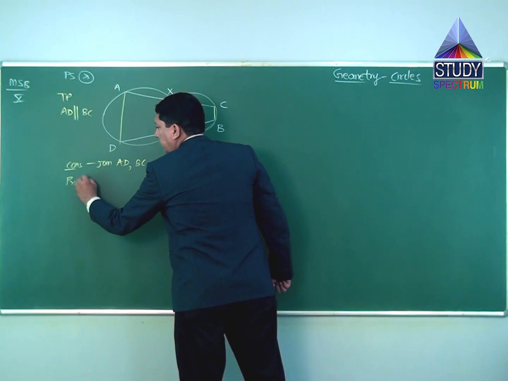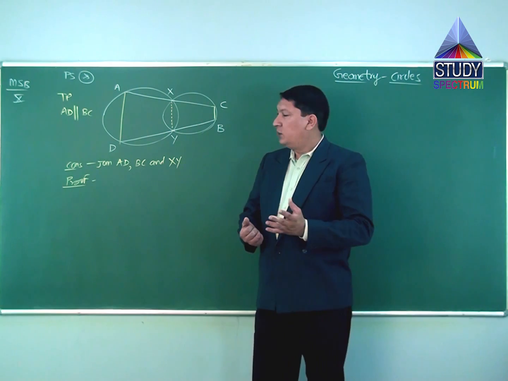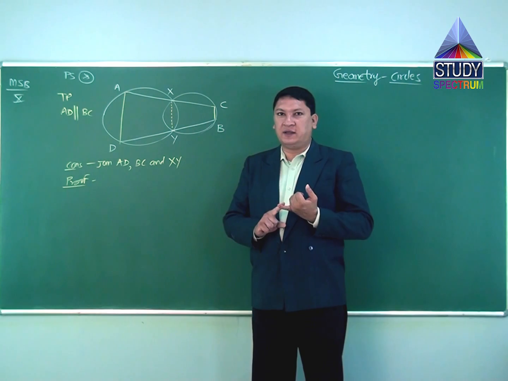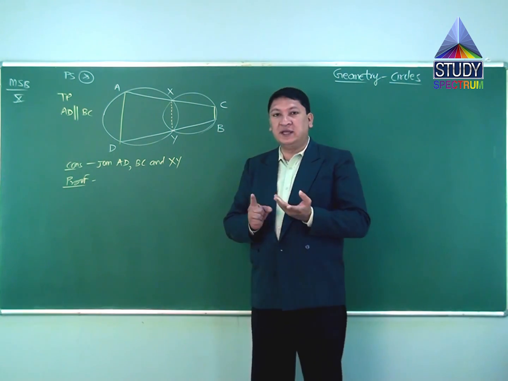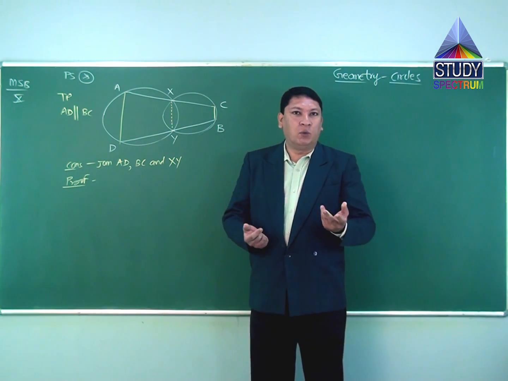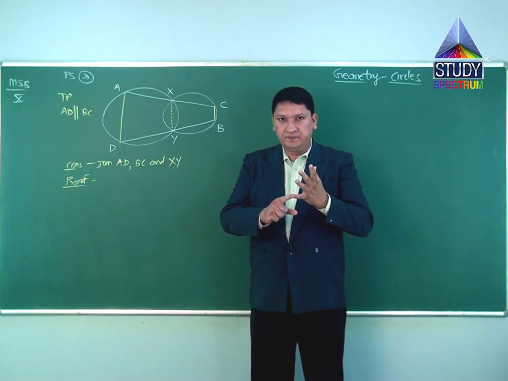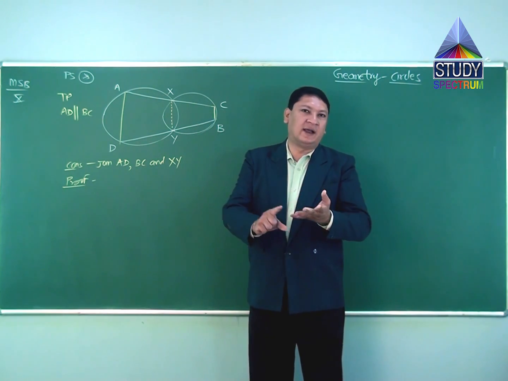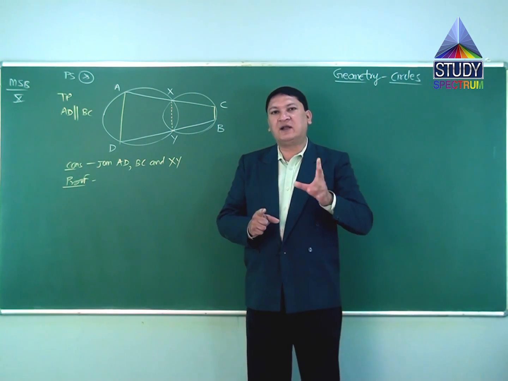Proof. Very simple. We'll be using the cyclic quadrilateral property. One, the cyclic quadrilateral property. Second, the properties of parallel lines. When we prove two lines parallel, what properties come into the picture? That we are going to apply. Got it? One, the cyclic quadrilateral theorem. Second, those properties related to parallel lines, like alternate angles, corresponding angles, and the interior angle test, that we are going to use.